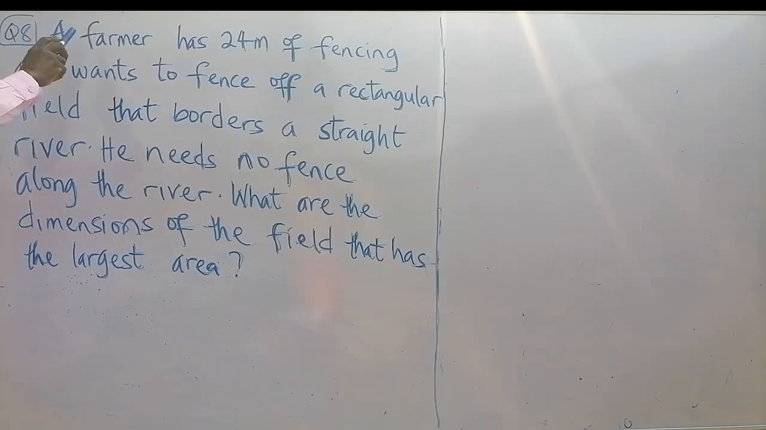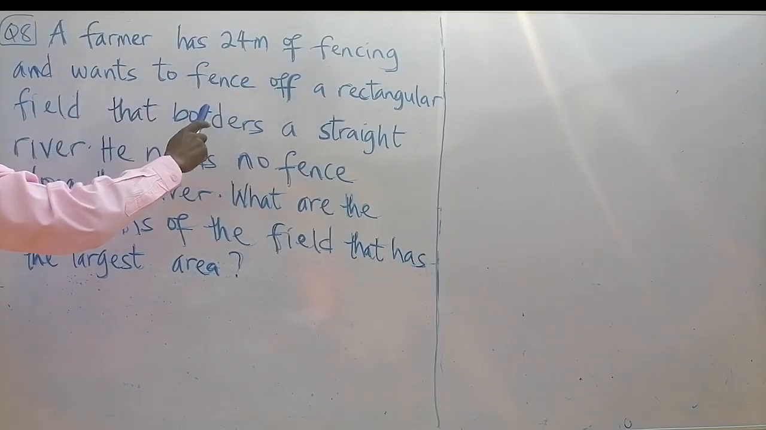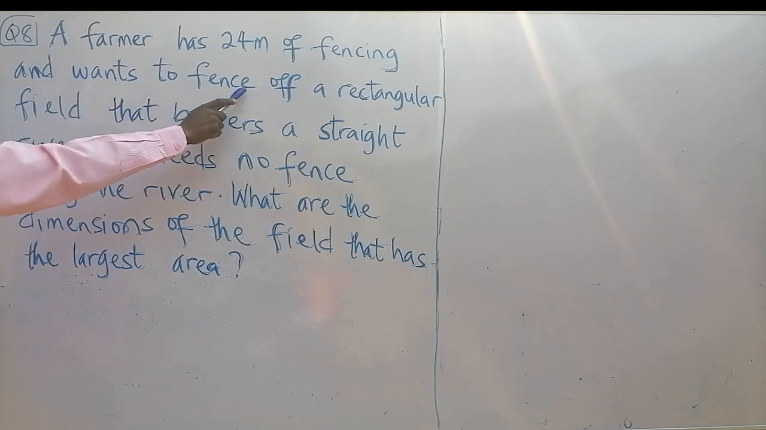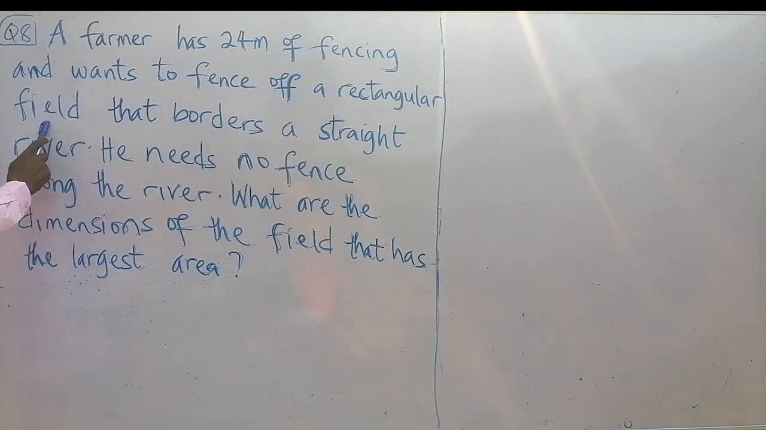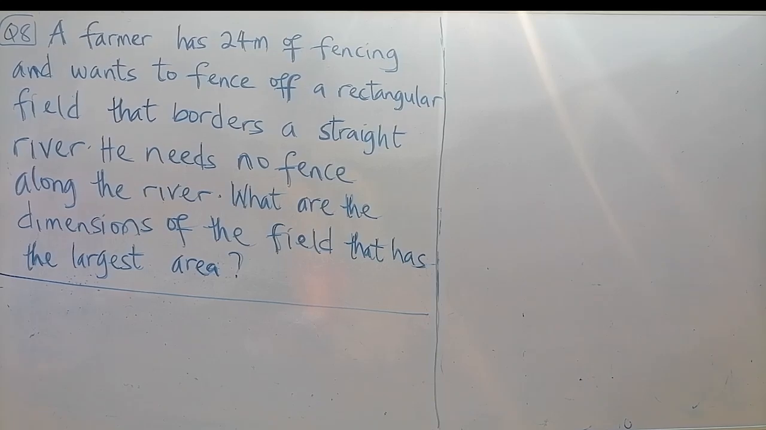Question 8. A farmer has 24 meters of fencing and wants to fence off a rectangular field that borders a straight river. It needs no fence along the river. What are the dimensions of the field that has the largest area? So let's look at the solution to this question.